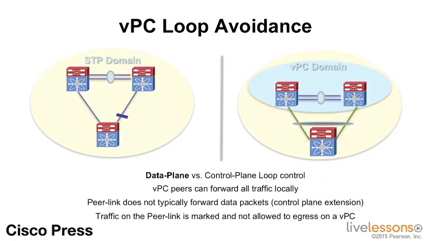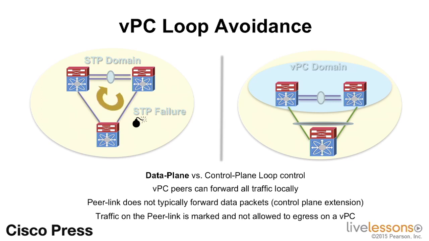Now, let's talk a little bit about VPC loop avoidance. VPC loop avoidance is data plane versus control plane loop control. VPC peers can forward all traffic locally, and the peer link does not typically forward packets. It's a control plane extension, again, unless there's a downstream VPC failure. And the traffic on the peer link is marked and not allowed to egress.